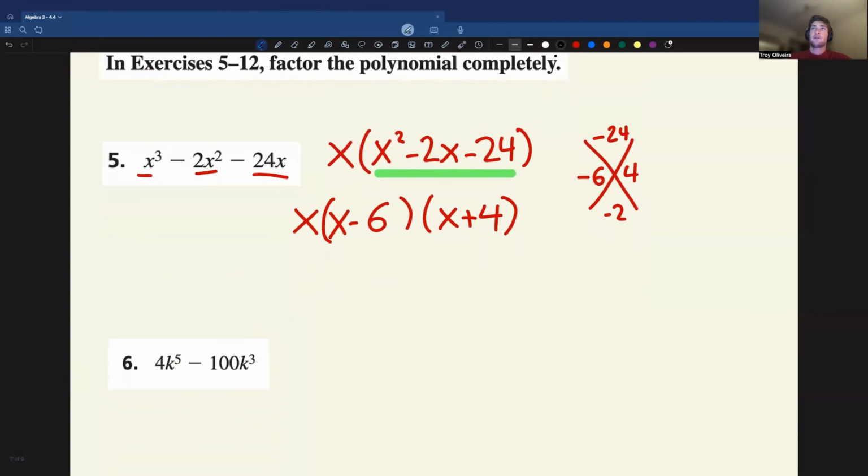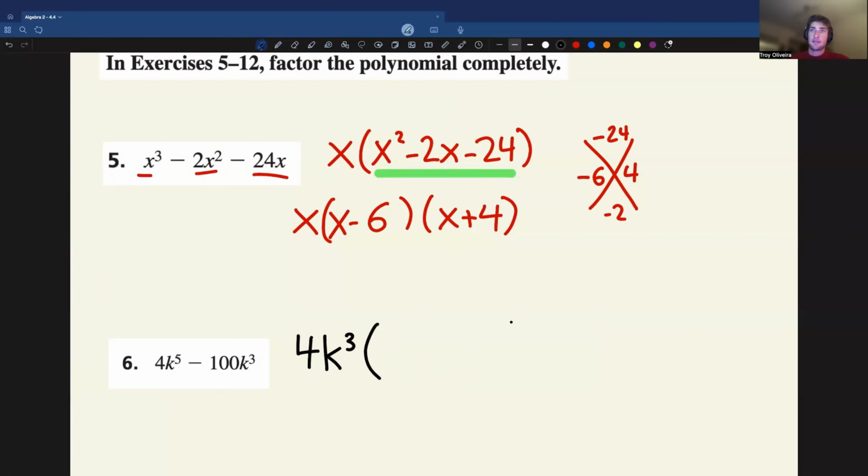We notice number 6 only has two terms, but they both have a k. In fact, they both have at least 3 copies of k. And also their coefficients have a greatest common factor as well. So we can say that the entire GCF here, well, 100 is divisible by 4, and obviously 4 is. So 4, and then they each have at least 3 k's, so 4k to the power of 3.